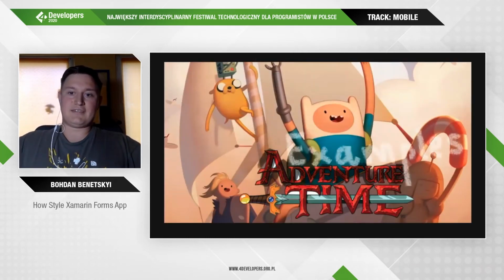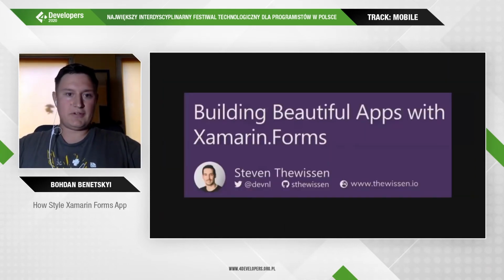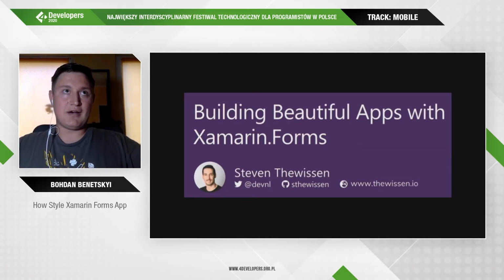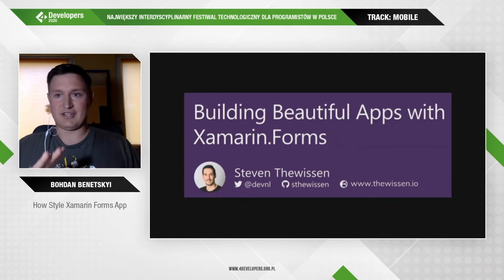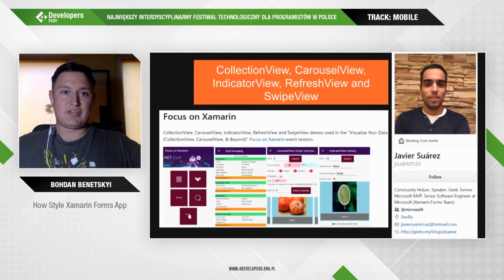So it's time for examples. The first example is like a prequel to my presentation from Steven about building beautiful apps with Xamarin Forms. He tells everything about the layouts, when you should use stack layout, when you need to use grid layout, and all the stuff connected with that. So I will not stop on it, because later you could check that video in the evening, for example. We will focus on the new stuff that we have in Xamarin, like collection view, carousel view, indicator view, refresh, and swipe views.